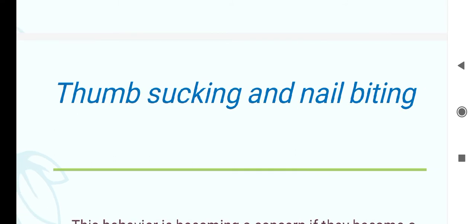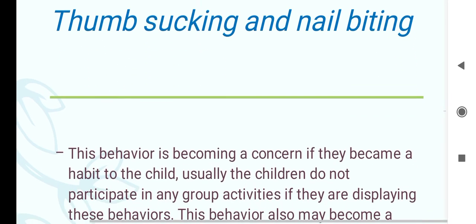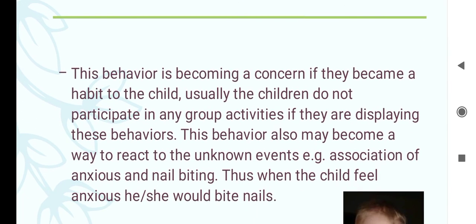And then nail biting. Okay, so there's another sign why they are doing this. This behavior is becoming a concern if it becomes a habit to the child. Usually, the children do not participate in any group activities if they are displaying this behavior.